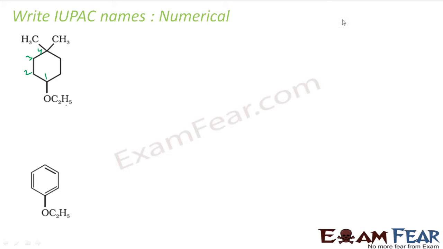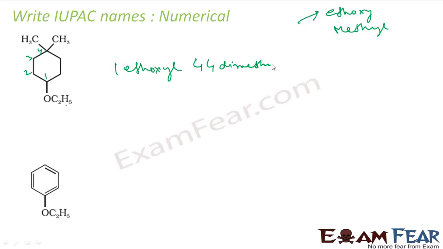So I have an ethoxy group and a methyl group, right? Ethoxy and methyl group attached to cyclohexane. So A, B, C, D, E comes first. So it will be 1-ethoxy, 4,4-dimethyl. This is cyclohexane, correct? Let's see this. This is pretty easy. I have an ethoxy group attached to a benzene, so it will be ethoxybenzene.